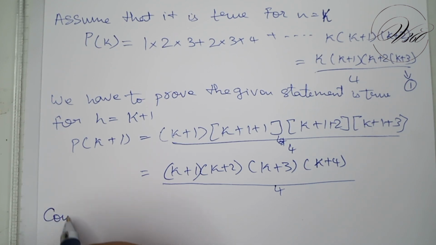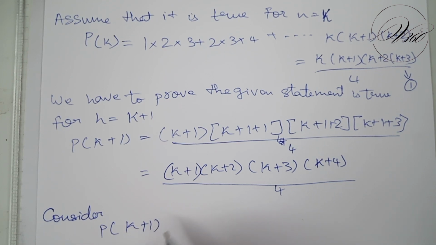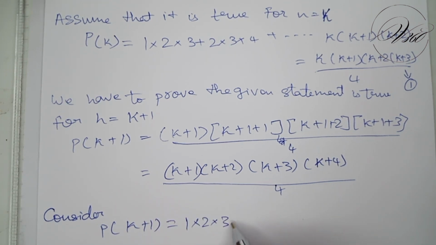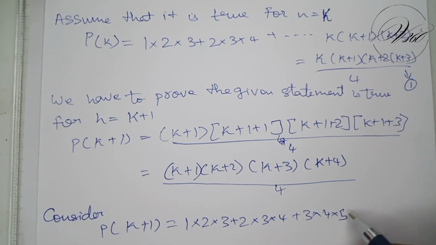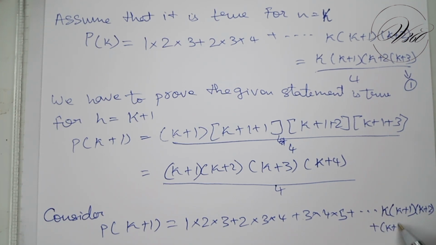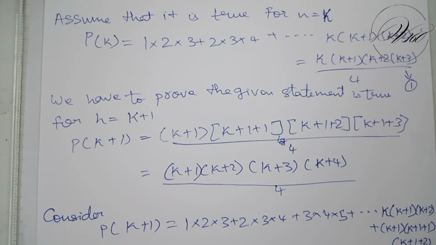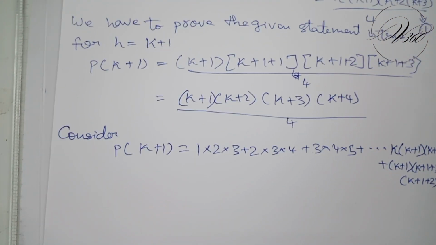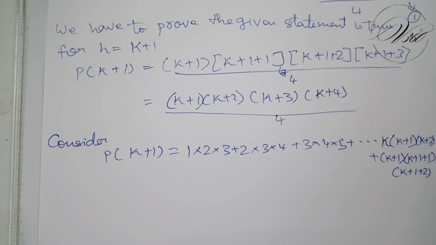Let us consider P(k+1), which equals 1·2·3 + 2·3·4 + 3·4·5 + ... + k(k+1)(k+2) + (k+1)(k+1+1)(k+1+2). I think you may all see the place was insufficient, so I wrote it down.